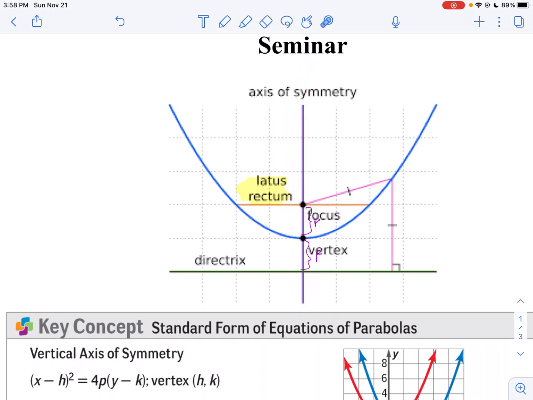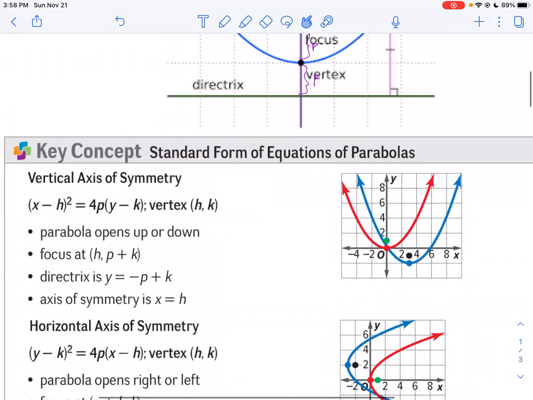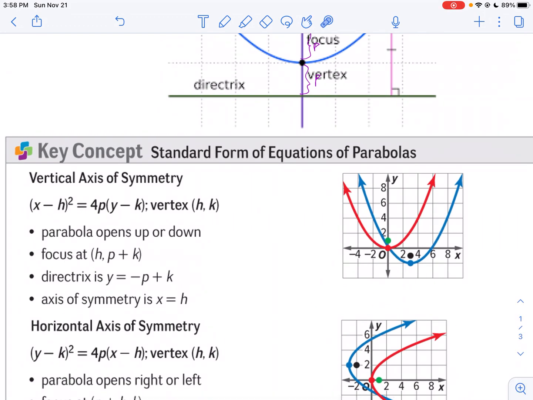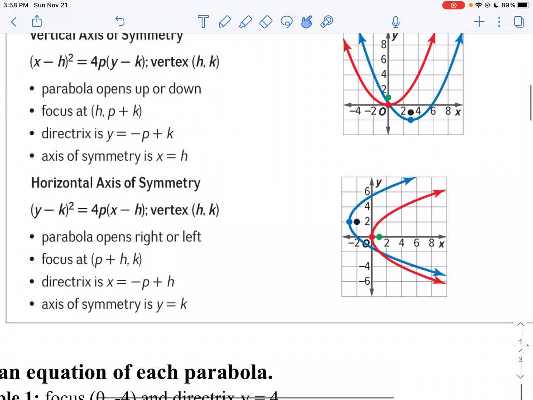When you have an equation of a parabola, if a parabola opens up or down, we square the x, so it's x minus h, the quantity squared, equals 4p times y minus k. H and k is going to be the vertex. The focus is at h, p plus k. The directrix is y equals negative p plus k. My axis of symmetry is x equals h. If my parabola opens left or right, then I square the y term. So it will be y minus k, the quantity squared, equals 4p times x minus h.